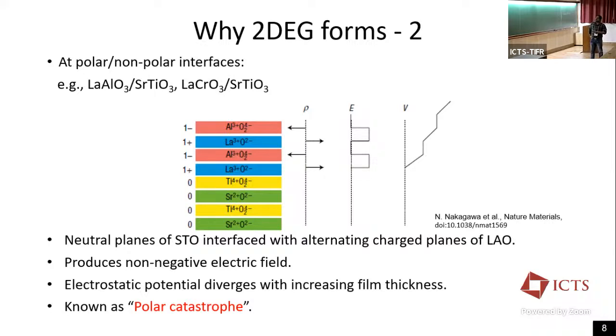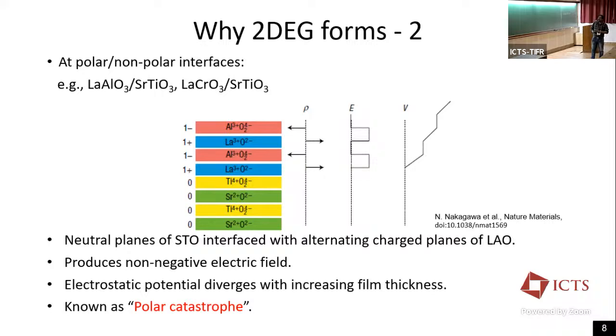So if you have LVO, which is a polar material, that means it consists of alternatingly charged layers, but overall the material is charge neutral, and STO, which consists of alternatingly neutral layers, if you consider the formal ionic charges. In that case, your charge density profile will be +1, -1, +1, and so on, and the electric field will be non-negative along the z direction. So if you solve Poisson's equation, you will get that the electrostatic potential will increase as the film thickness increases on the substrate.